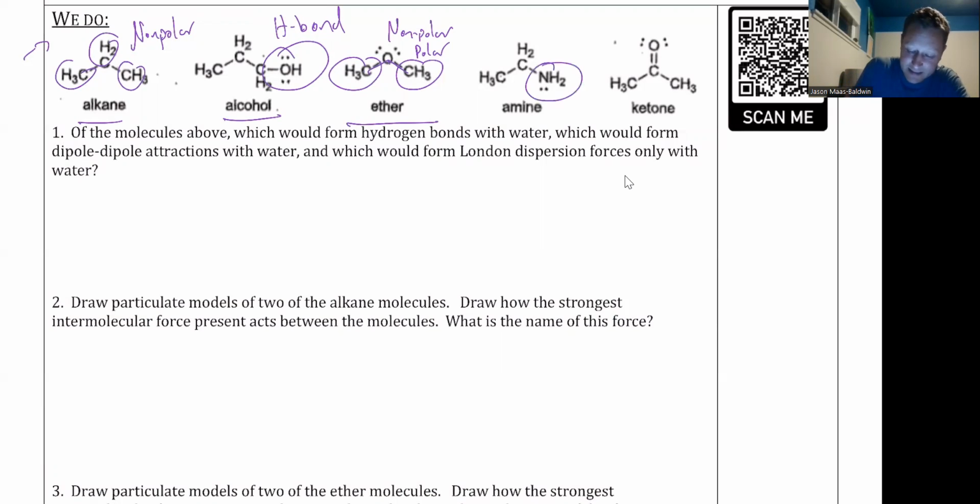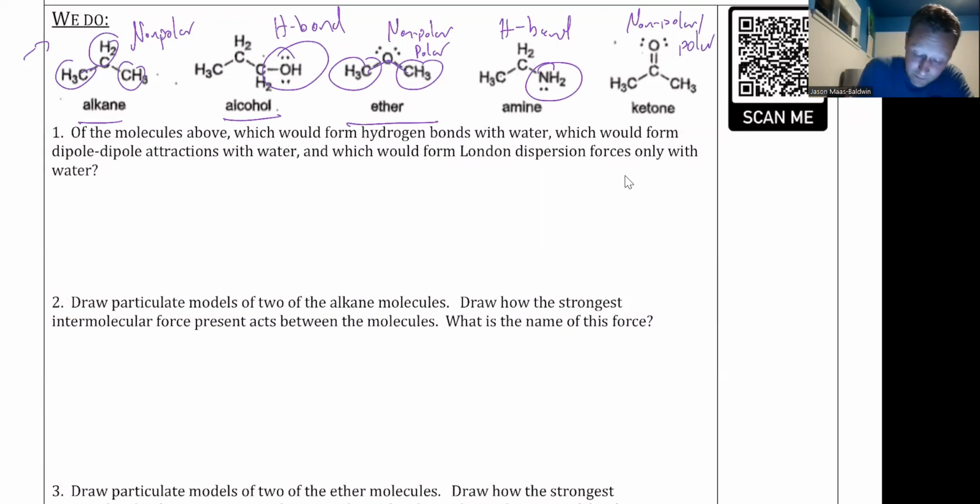And amine, anytime you see that group right there, now we have a nitrogen bonded to hydrogen. So this can H bond. And then what do we have at the end here? A ketone. Again, you got an oxygen and hydrogens, but they're not bonded to each other. And so this is the same situation as the ether. It's kind of a non-polar/polar.